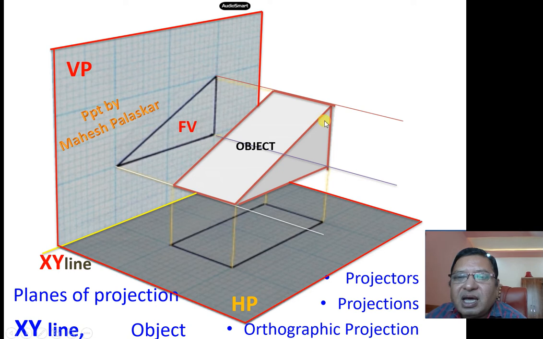Now we can have vertical projectors like this. This is one vertical projector passing along this edge. And it meets the horizontal plane at this point. One more vertical projector passing through this point. It meets the HP at this point.